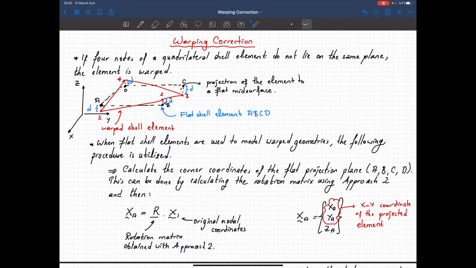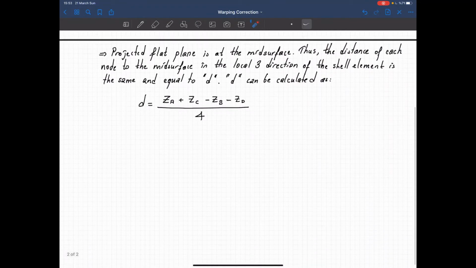But remember that the original nodes are here. We obtained the stiffness coefficients on the projected plane. So in other words, I have the stiffness coefficients for these translations, but they have to be in this location. So what I need to do is transfer the forces and moments defined in the flat plane to the original locations. Now let's take a look at how we can do that.